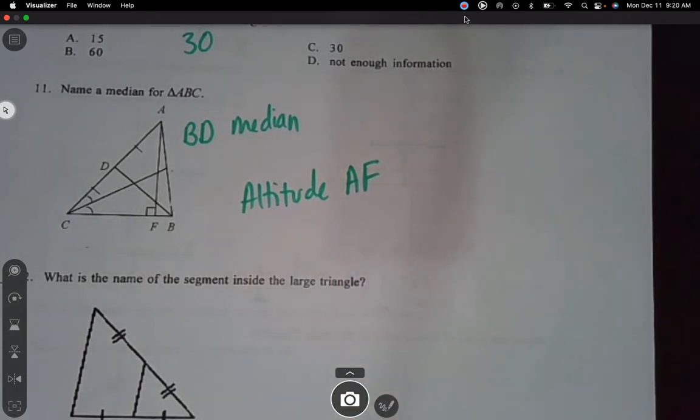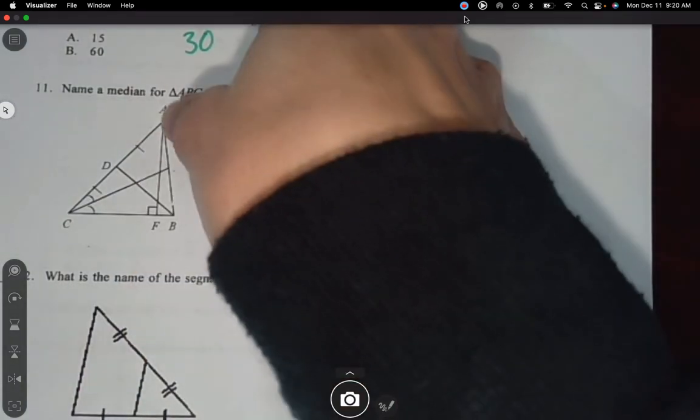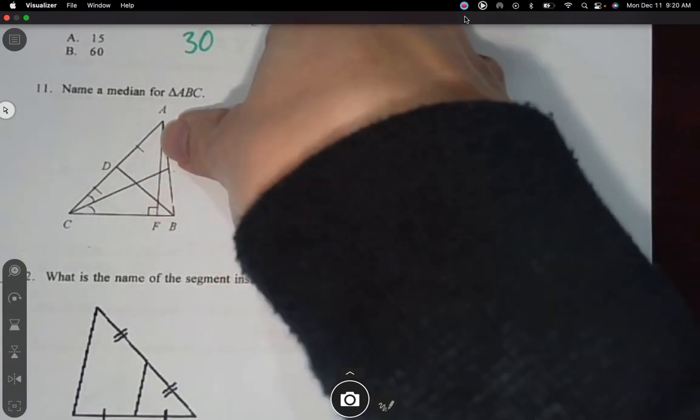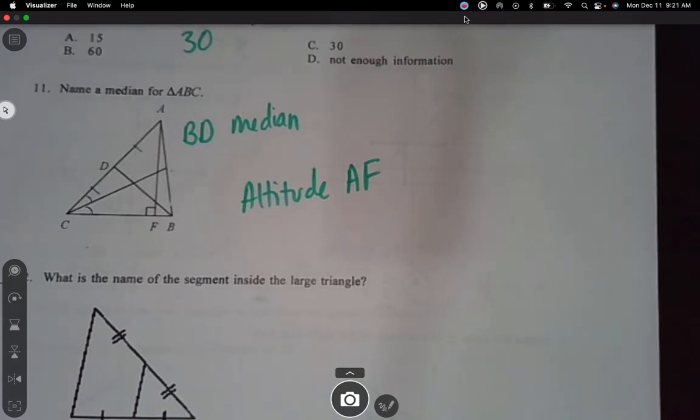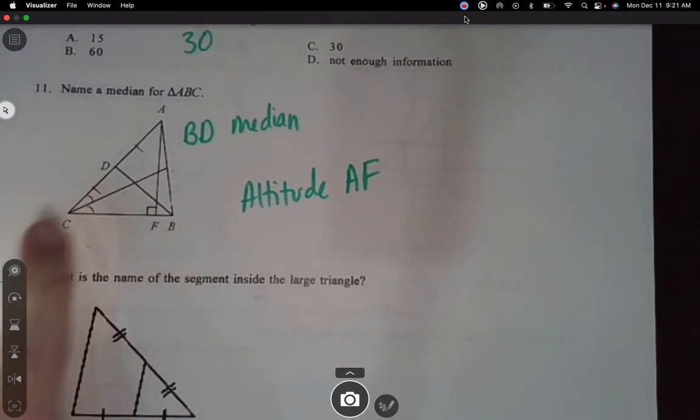Can you explain that altitude one again? Yeah, it's the one that shows the height of the triangle. It makes a 90-degree angle. That's your altitude, AF. Median is split into 2 equal parts. That's the BD. It's split into 2 parts.